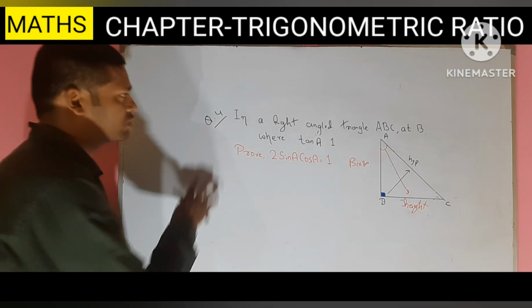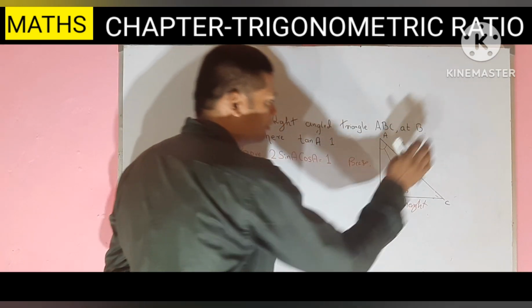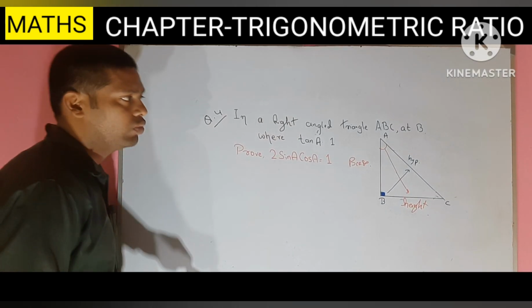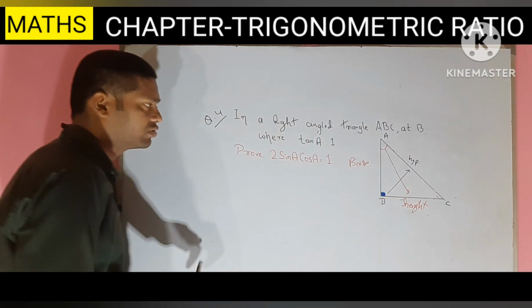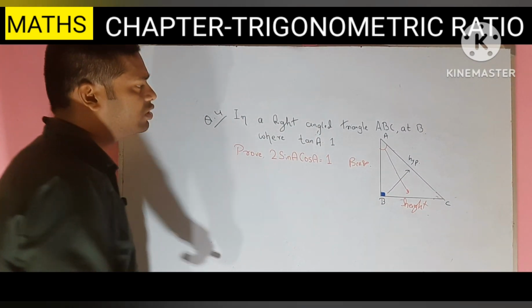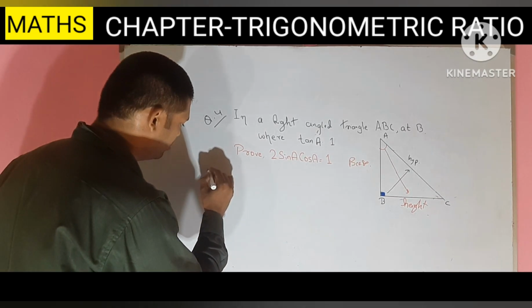Okay, next one. Question number 4. In a right angle triangle ABC at B, where tan A is equal to 1, we have to see it from here. The point of view is this one. You have to prove this. How to do the proof? I will tell you.